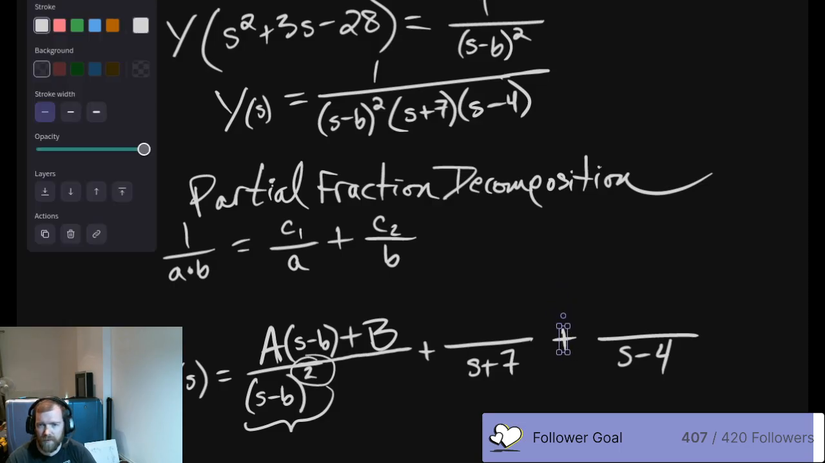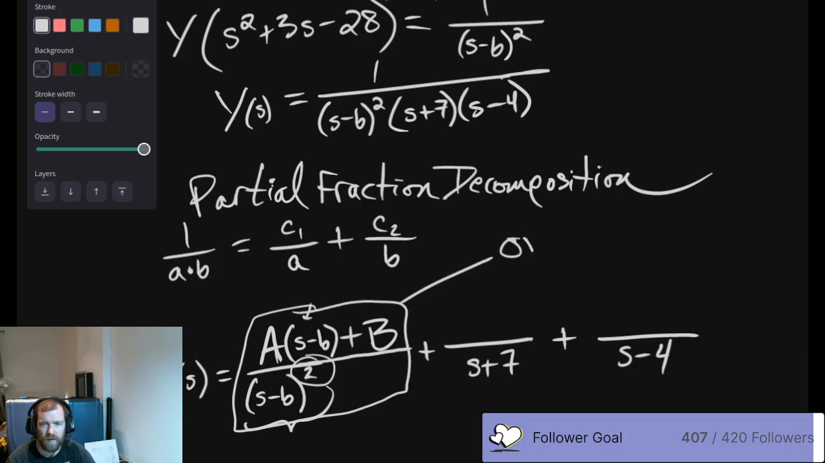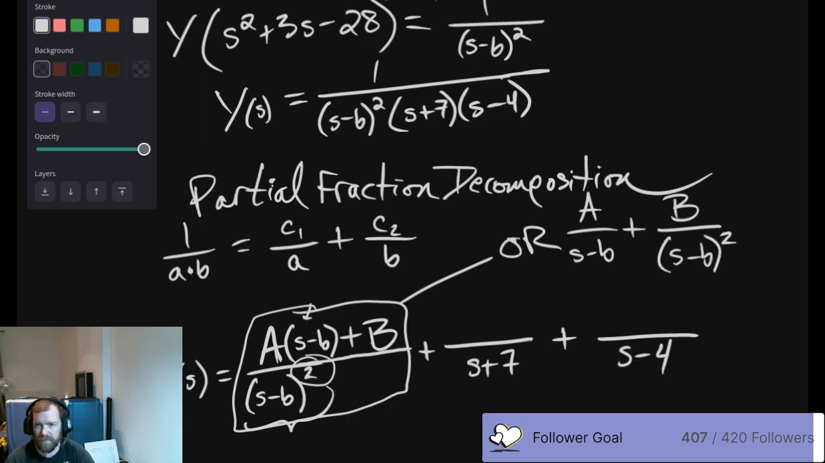Okay. So when we move all these pieces, this is what we end up getting. We get this linear form of a times our variable piece divided by that same variable piece squared, plus b over our variable piece squared. And this could have been, if you'd wanted to instead, a over s minus b plus capital B over parentheses s minus b squared.